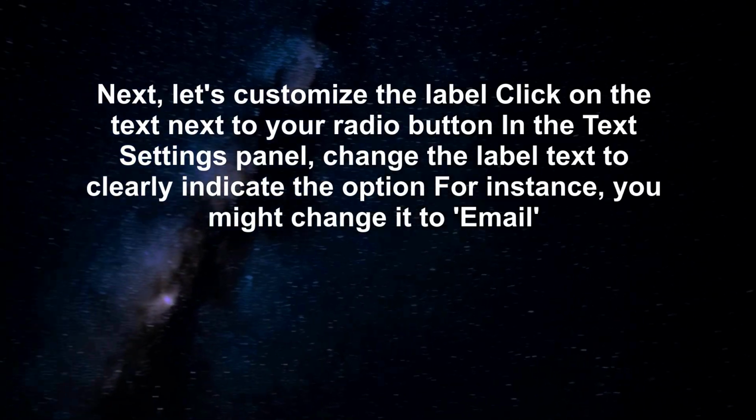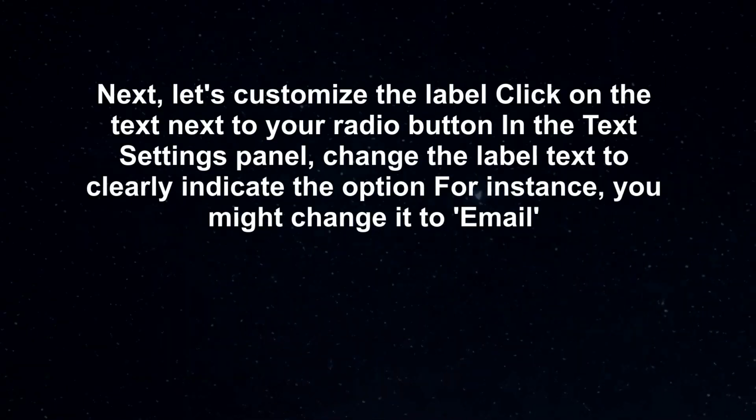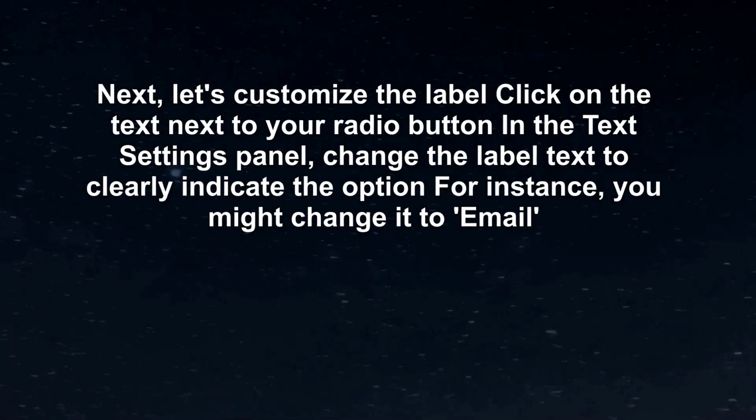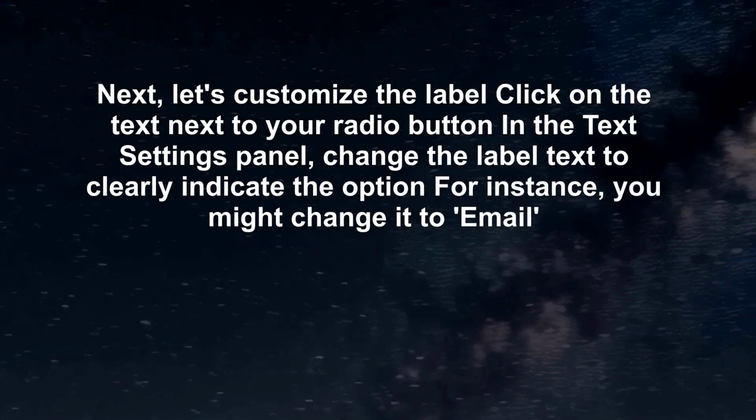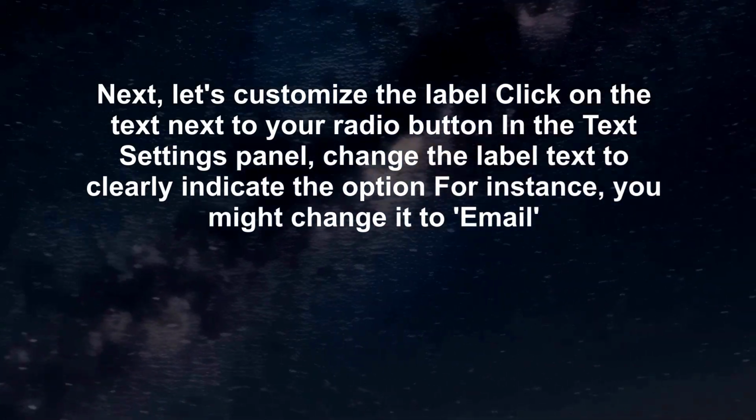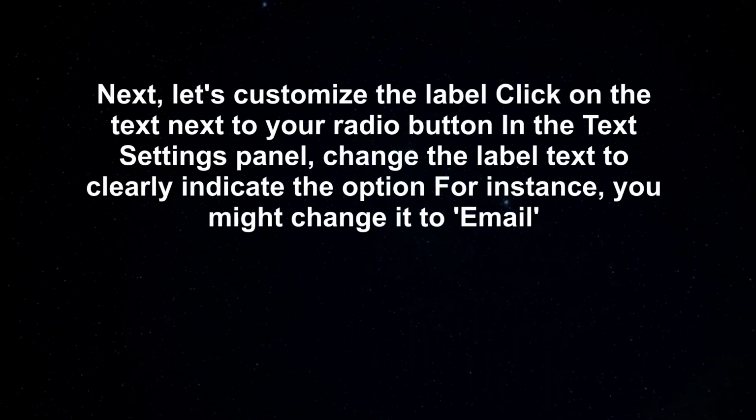Next, let's customize the label. Click on the text next to your radio button in the Text Settings panel. Change the label text to clearly indicate the option. For instance, you might change it to email.